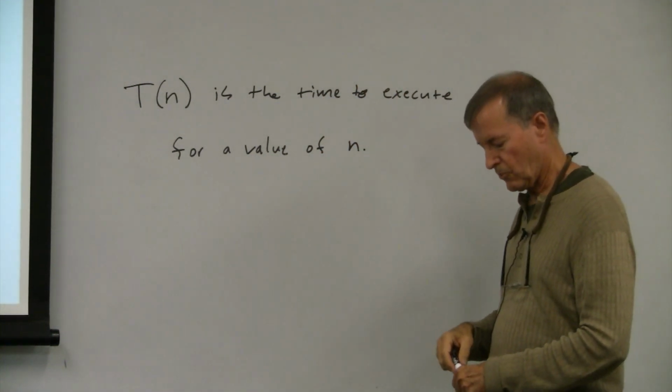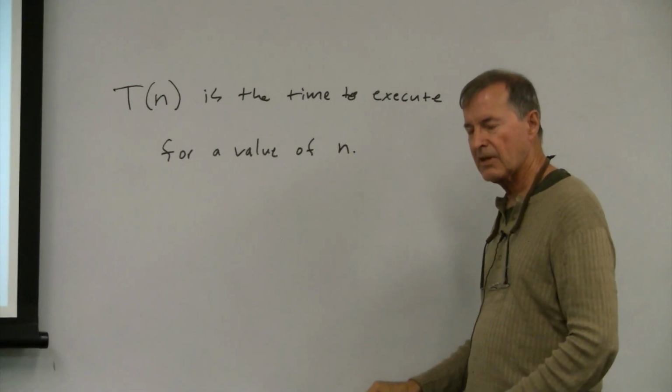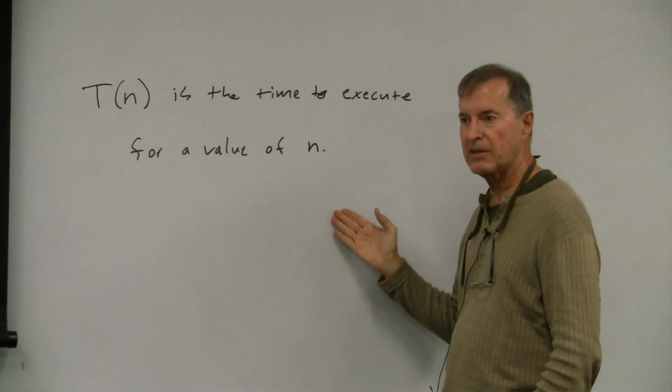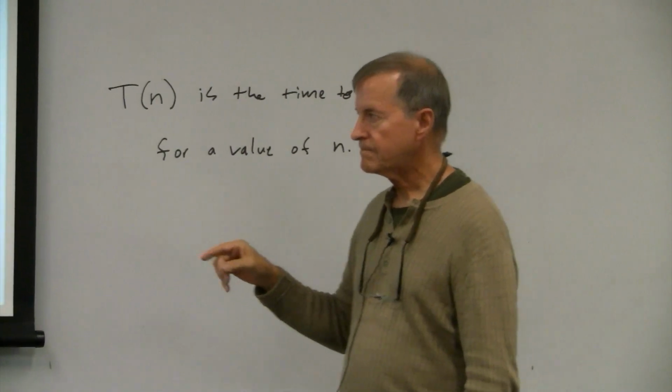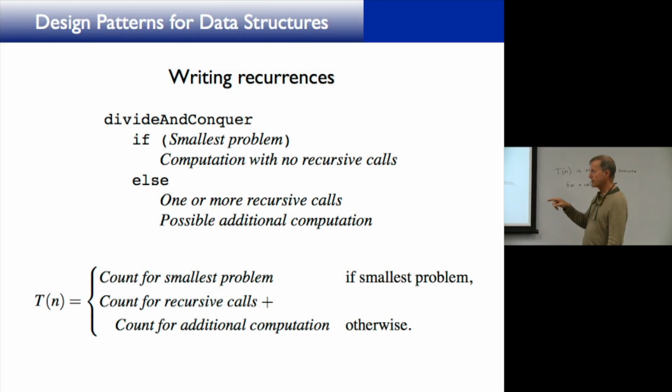It's the time to execute when the problem size has, like n could be the number of data points, n data points. All right? And what it's equal to is, in the same way that there's a base case and a recursive call, there's two parts to the recurrence. So what T of n equals is the count for the smallest problem, if it's the smallest problem.